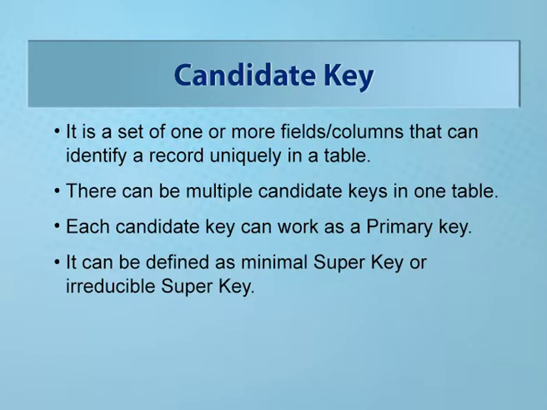We have defined 7 sets of super keys. However, the minimal super key which identifies a record uniquely, that irreducible super key, is called a candidate key.